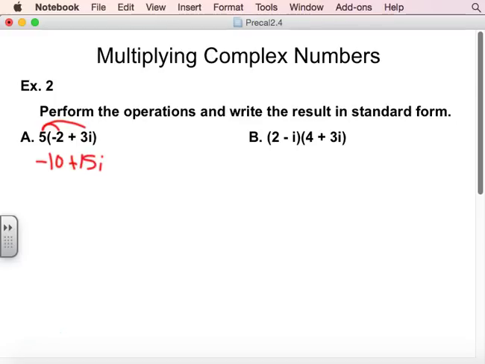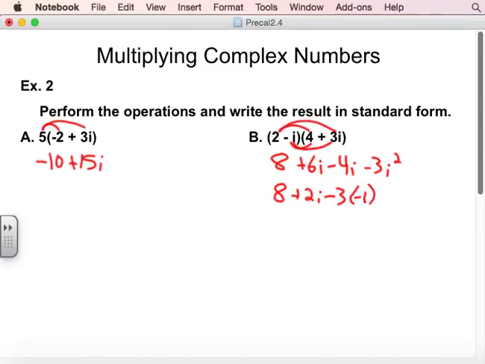So right here, we've got a FOIL. 2 times 4 is 8. 2 times 3i is 6i. -i times 4, -4i. And -i times 3i is -3i squared. Okay, now we've got 8. 6i minus 4i is 2i. And remember now, we've got -3i squared. i squared is really just -1. So -3 times -1 is +3. And now we can combine the +3 with the 8 and get 11 plus 2i.